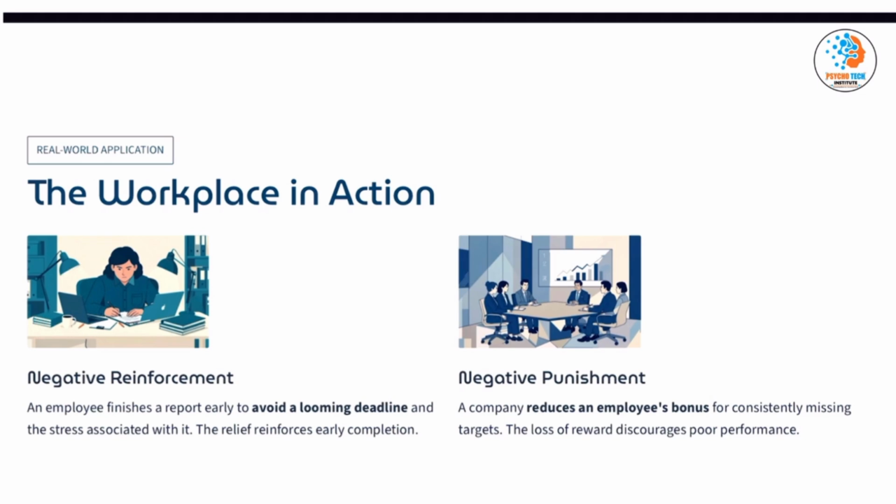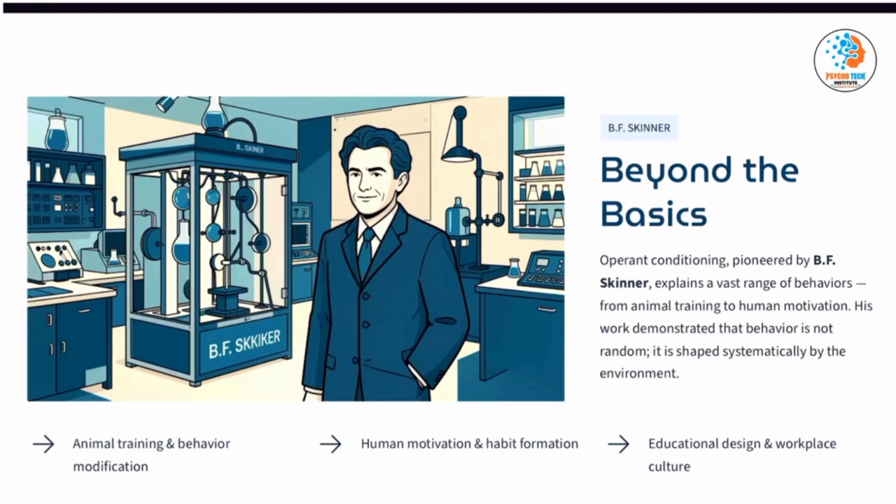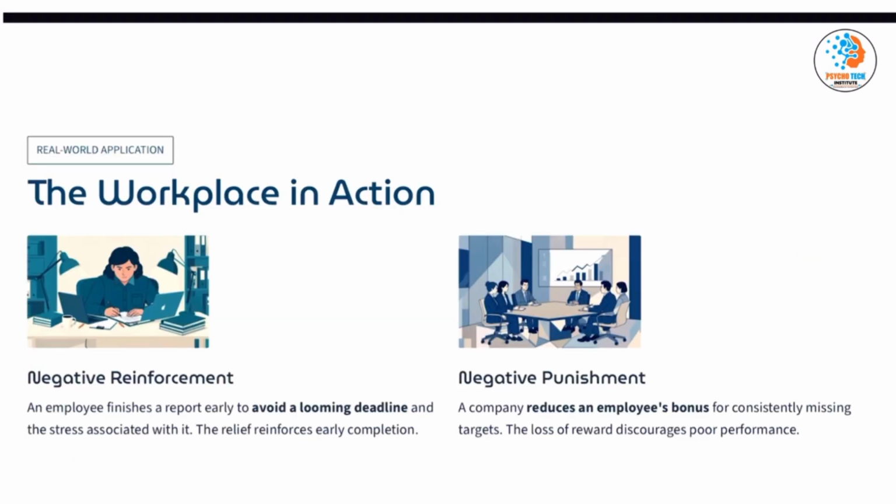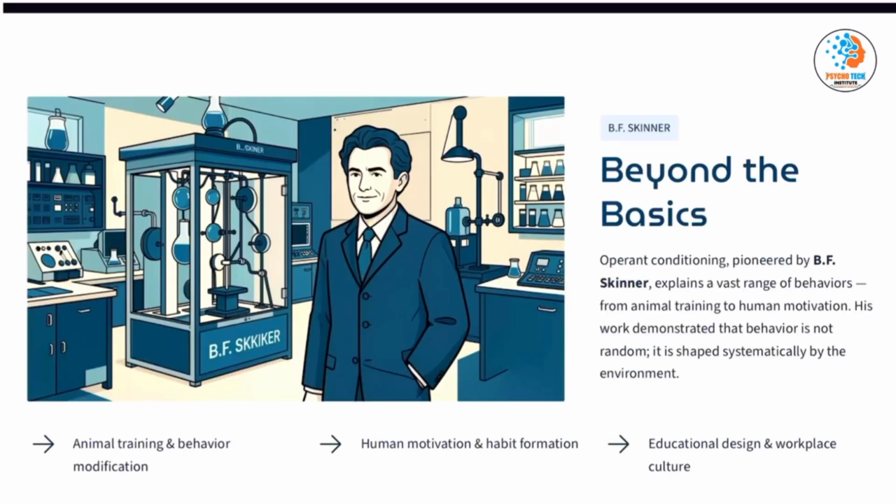In workplaces, operant conditioning also plays an important role. For example, completing tasks early to avoid stress acts as a negative reinforcement. Similarly, reducing bonuses for poor performance acts as a negative punishment, discouraging undesirable behavior.